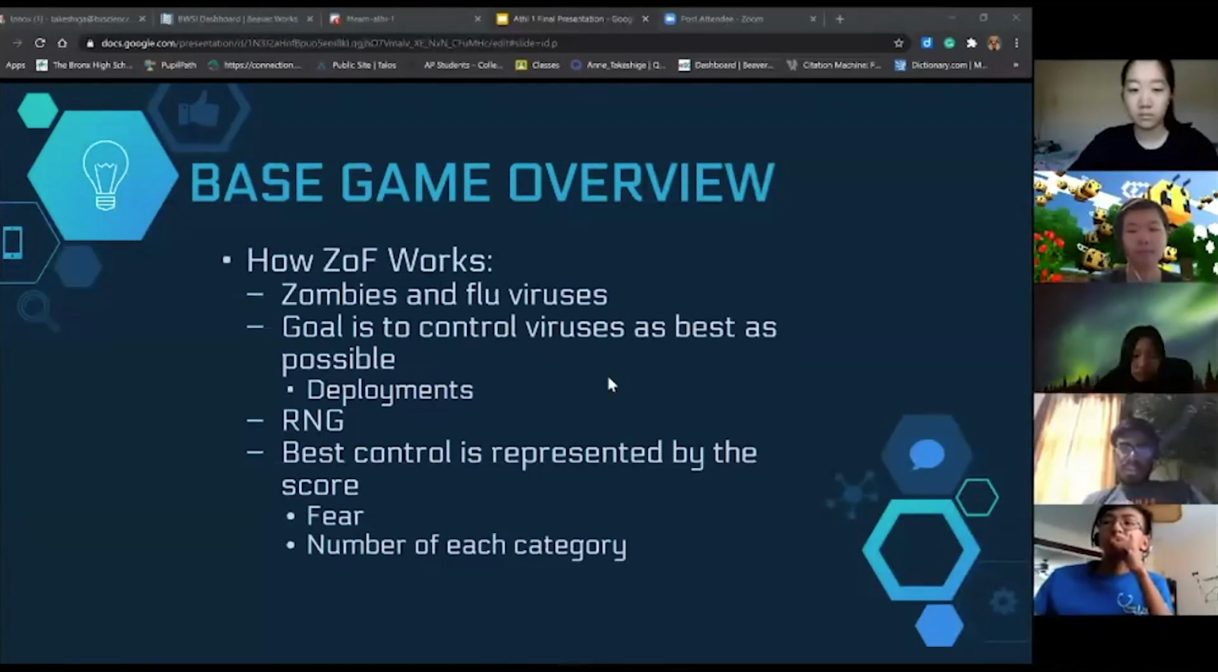To measure this, there's a score metric which will be used to determine how well controlled the city is going. Additionally, there's a fear metric, which is calculated citywide as the average fear per person. There's also a count of each category, including zombie bitten, dead, ashen, zombie, flu infected, and normal.